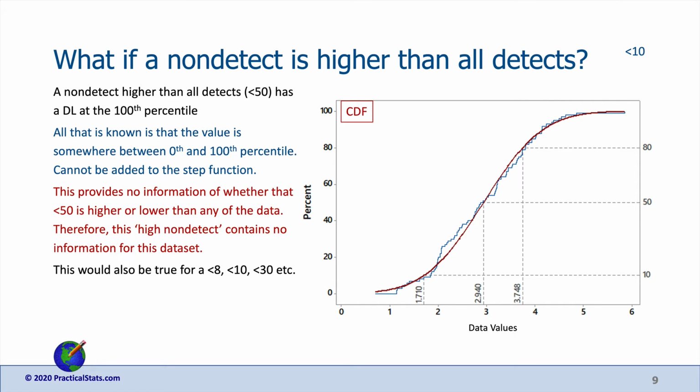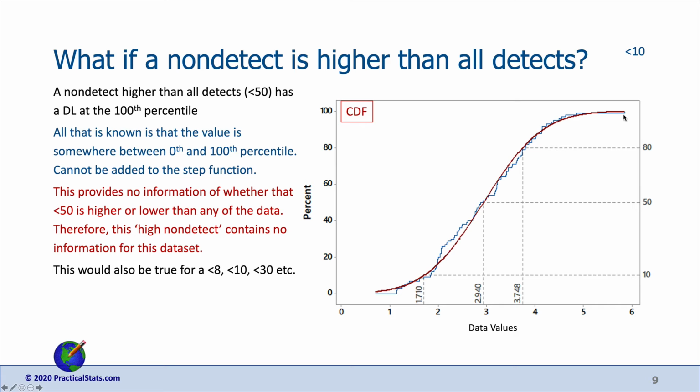Here's something that does have science behind it. Here's a plot of a CDF, a cumulative distribution function, the set of percentiles, and the step functions here in blue are the data. It's jumping up at every observation. And then the smooth curve is the fitted distribution. This is a normal distribution here. So what if you had a non-detect that was higher than all the detects, like a less than 50? And here is the highest detected value. Looks like it's about 6. It's up at the 99th percentile, let's say.